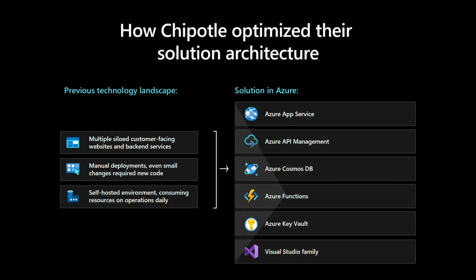I'll show the next slide where you can get a more proper overview of what are the changes that Chipotle has moved into. You can see on the left side is their previous technology where they have all these multiple silo customer-facing website backend services, manual deployments, small changes require new code, and self-hosted environment consuming resources on operational daily.